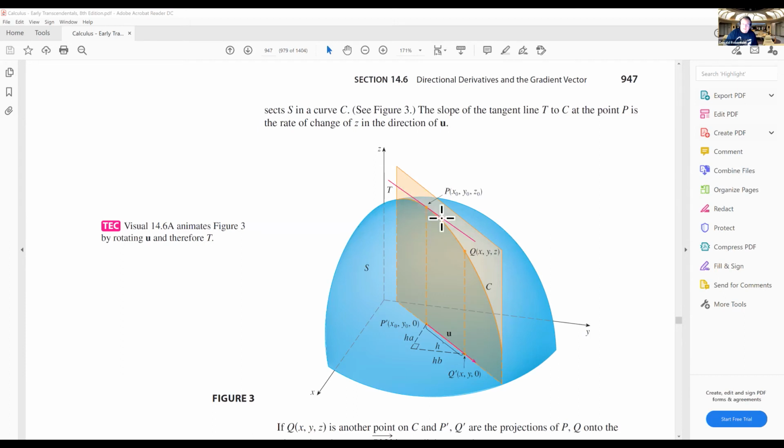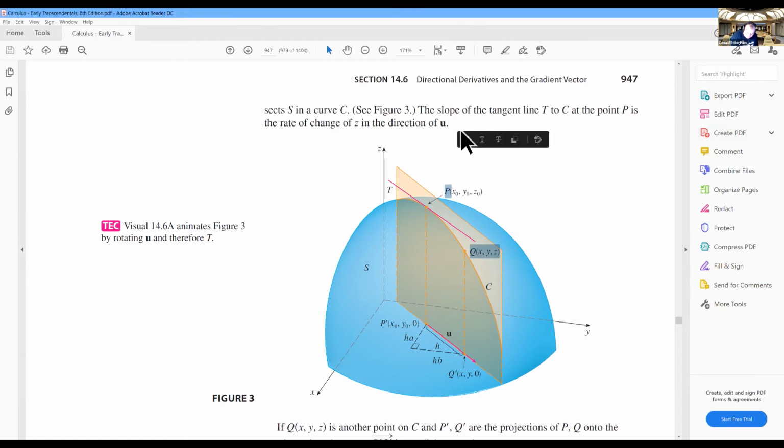Do you see this line, this point P? This is a point on the surface that you're going to get your directional derivative of. Imagine this red line here is the tangent line, and that line is in the direction that you're going to do your directional derivative in. And they use the letter vector U. Okay, I needed to know that because I was going to call it V.